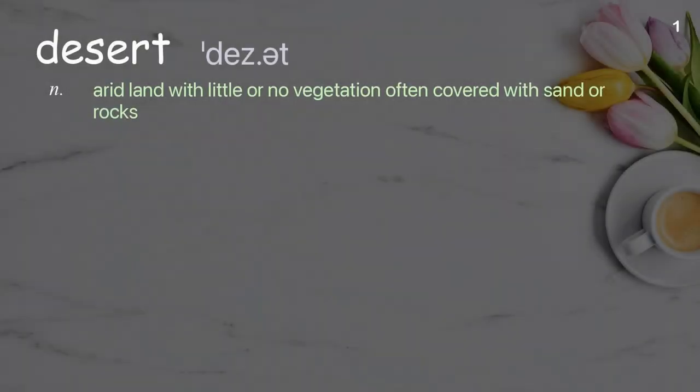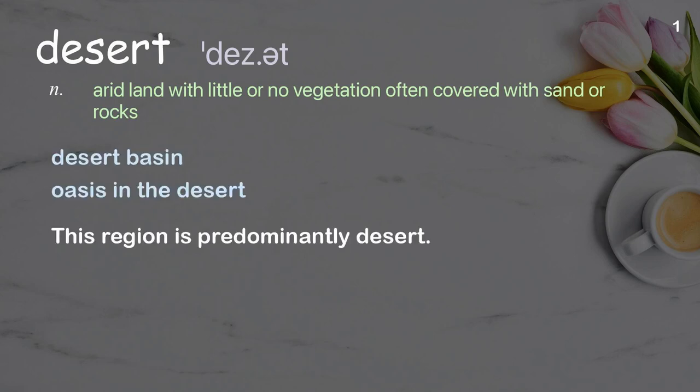Desert. Arid land with little or no vegetation, often covered with sand or rocks. Examples: desert basin, oasis in the desert. This region is predominantly desert.